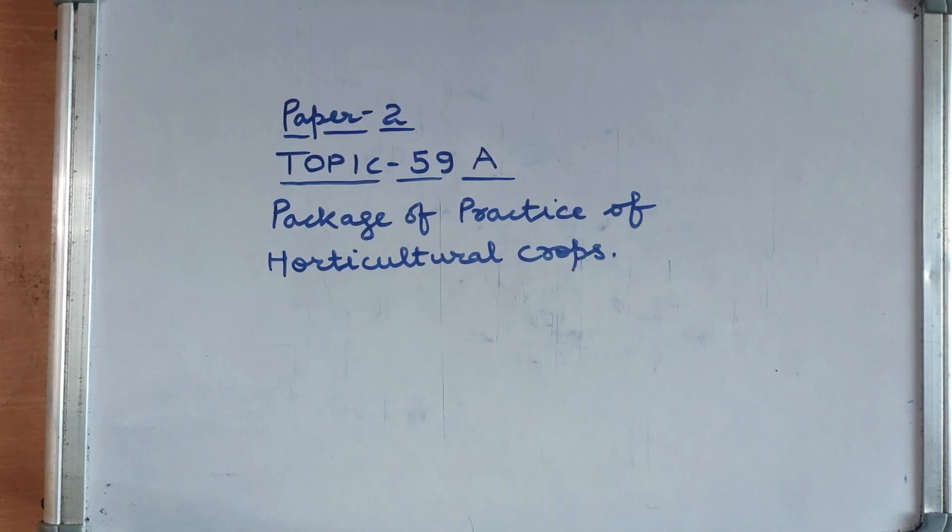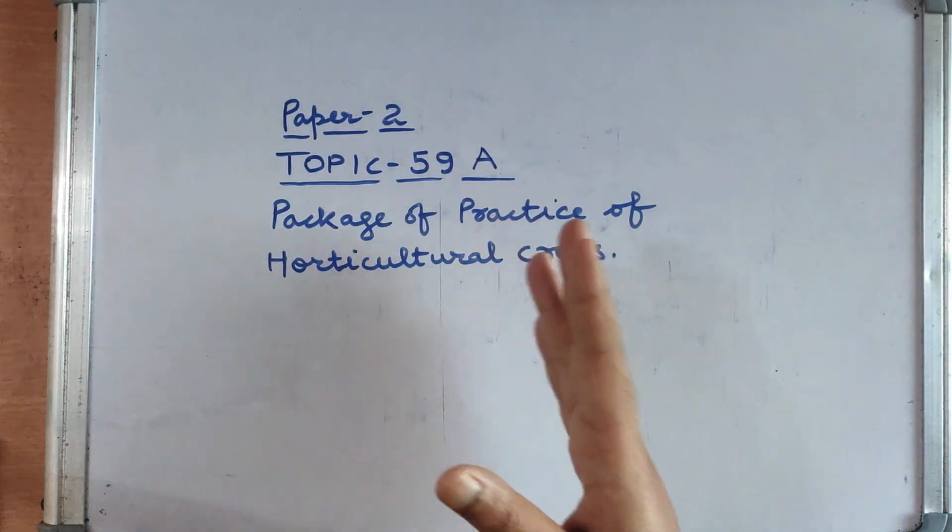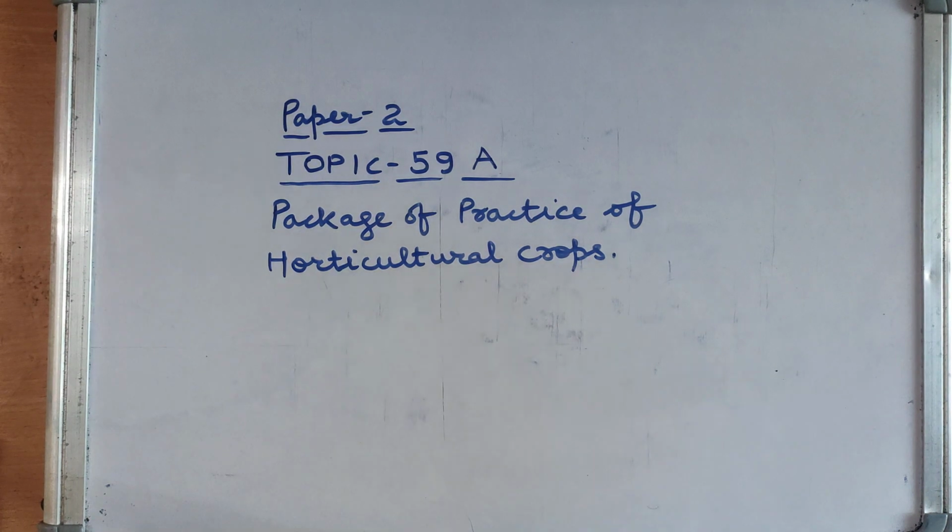So today we are going to do topic 59A of paper 2, that is package of practice of horticultural crops. We'll deal with some important horticultural crops. There are many crops, and I think we will be dealing with around 18-20 crops. So we will divide it into various subparts, that is topic 59A, B, C, D and so on.